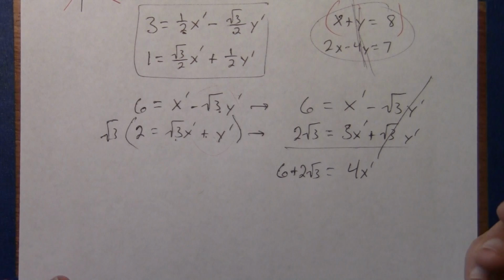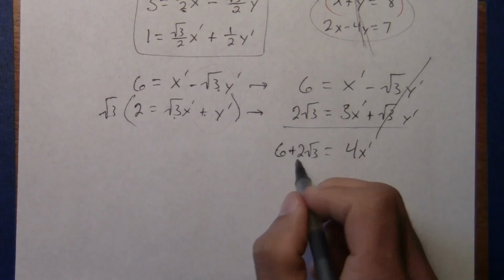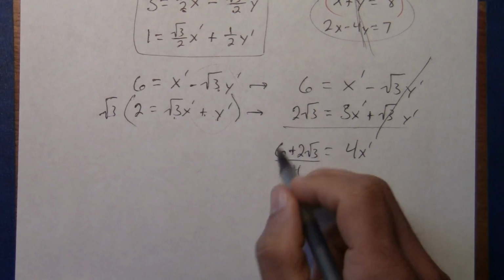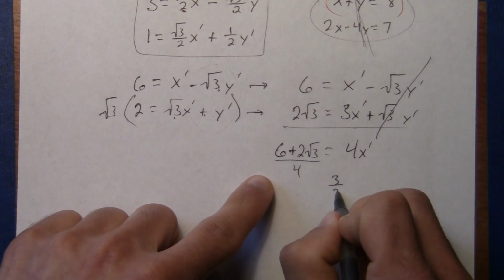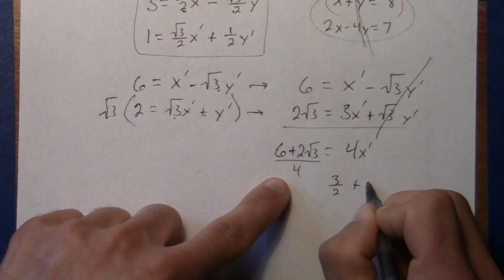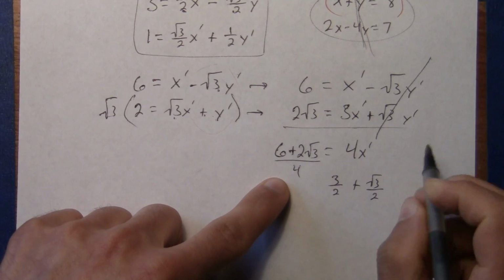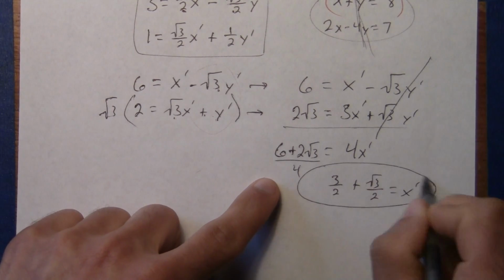And what would you do to solve for x? Of course, you would divide by 4. So I would divide both sides by 4, and then I would most likely simplify that. So I would say that it's 3 over 2 plus square root of 3 over 2. And there is x prime.